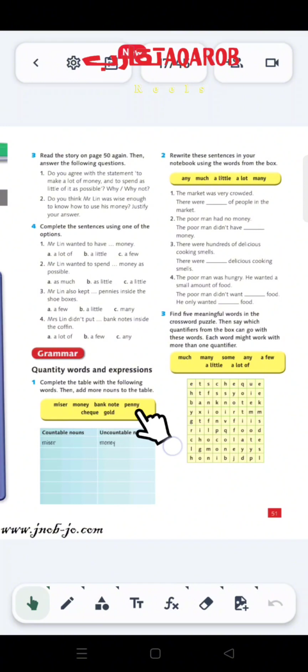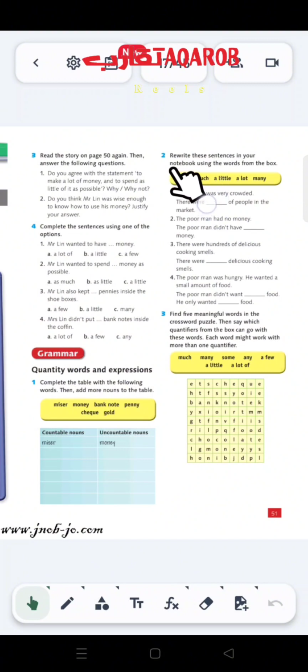And the fourth word, which is penny. Can we say pennies? Can we count the pennies? Yes, so it's a countable noun. And the fifth word here is check. Can we say checks? Can we count the checks? Yes, we can, so it's a countable noun. And the last word we have is gold. Is gold countable or uncountable? Can we say golds? No, we cannot. So gold is an uncountable noun. So the only two uncountable nouns are money and gold. And the rest are countable nouns, such as miser, banknote, penny, check. These are all countable nouns.